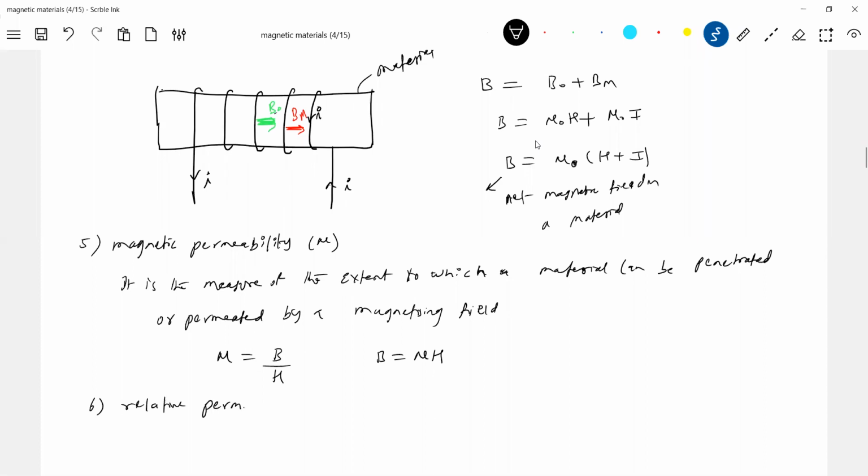What is another thing? It is a measure of the extent to which a material can be penetrated or permitted by a magnetic field, or it's a measure of the ability of a substance to get magnetized. Bm can be right or left, it all depends on the material. There are only two possibilities: Bm opposite to B naught, or Bm in the direction of B naught.